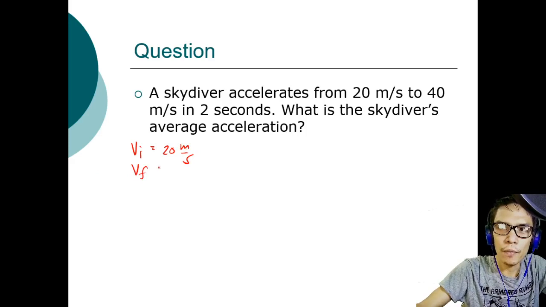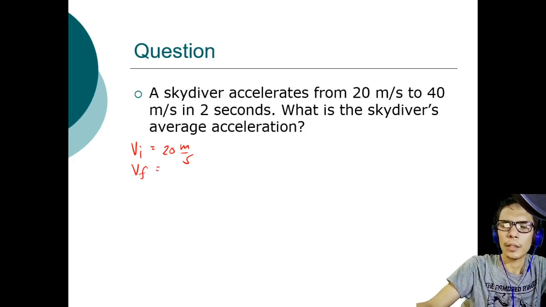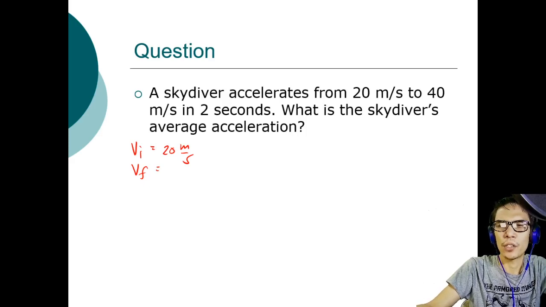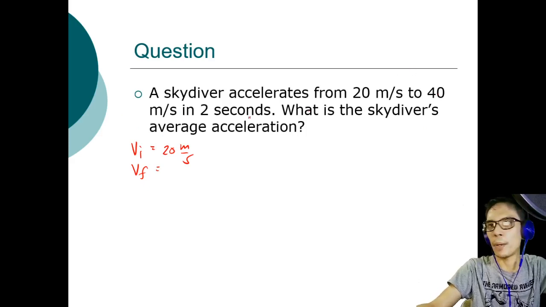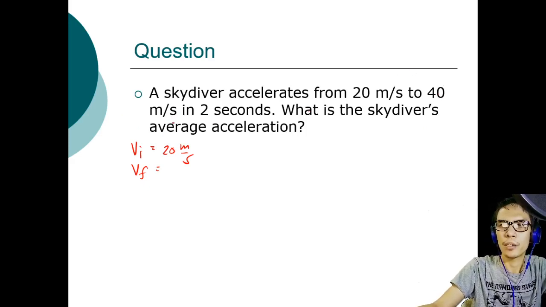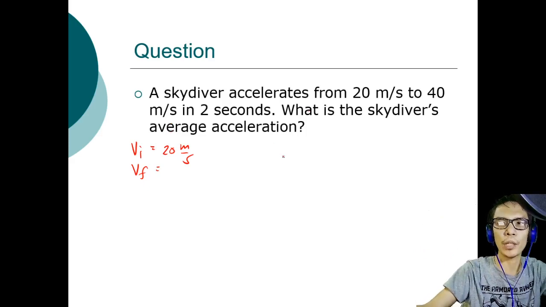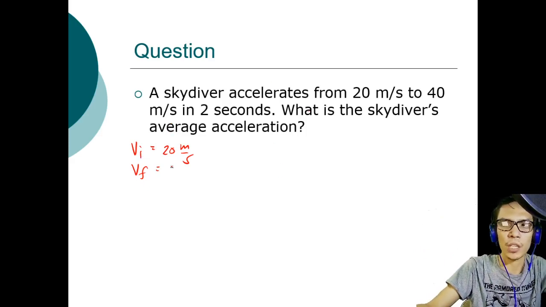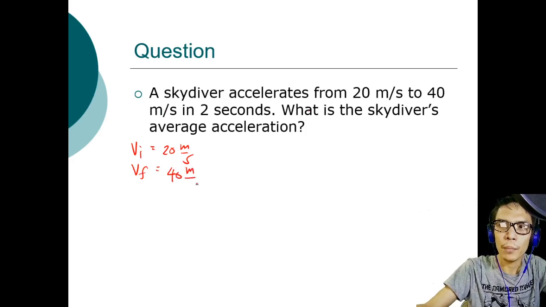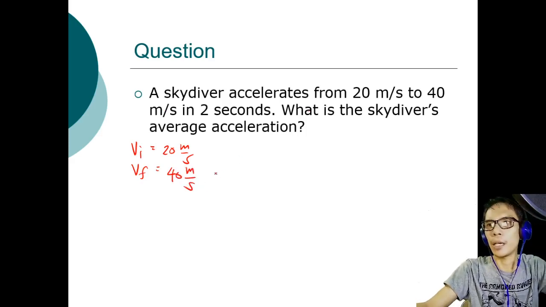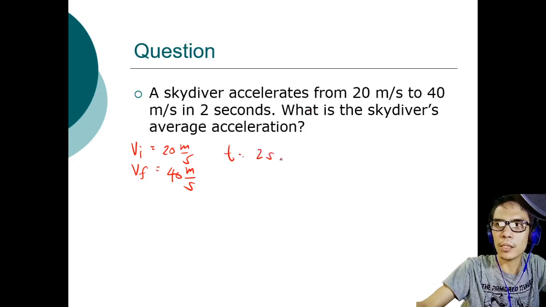How about the final velocity? The final velocity will be 40 meters per second, because that's the second velocity that you have encountered in this problem. If you have a different problem, just read it carefully before deciding where the initial velocity and the final velocity are. So we have 40 meters per second, and the time it takes is 2 seconds.